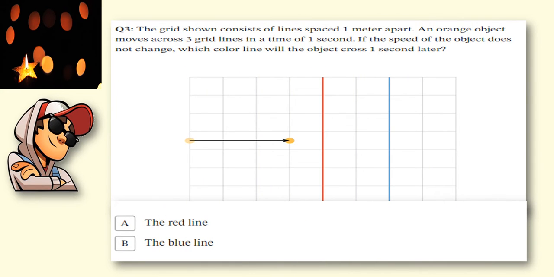Another question, question number 3. The grid shown consists of lines spaced 1 meter apart. An orange object moves across 3 grid lines in a time of 1 second. If the speed of the object doesn't change, meaning it has uniform or constant speed, what color line will the object cross 1 second later? It moves 3 lines in 1 second, so it will move another 3 lines: 1, 2, and 3. So it reaches the blue line. I think it's easy. You must concentrate on the question.